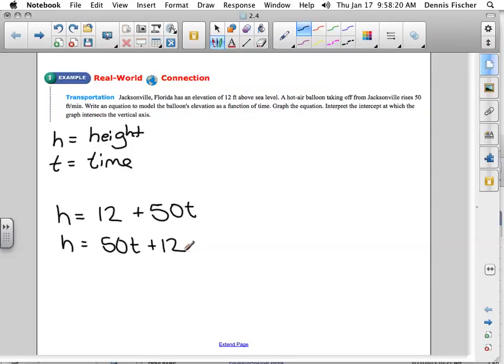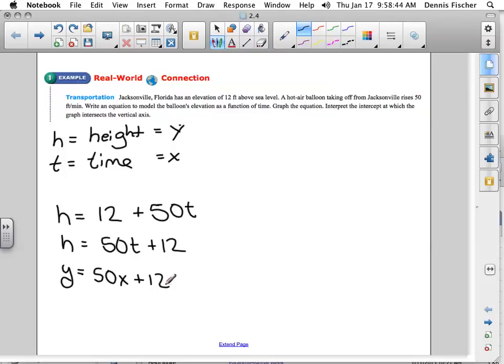Now, this is the part where we're going to get different variables. Some people don't like using h. Some people like to use y and x, because that's how you graph it, right? X and y graph. So if you do that, this equation would be y is equal to 50x plus 12. And it doesn't matter if you use y or x, h or t. What does matter is that you stay consistent with whatever variable you use.